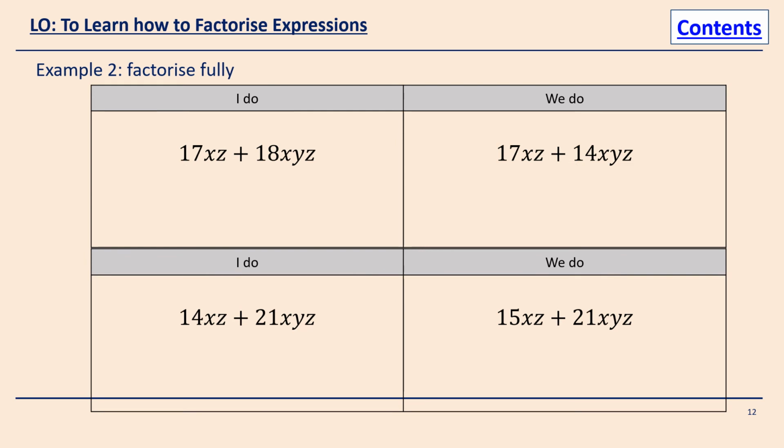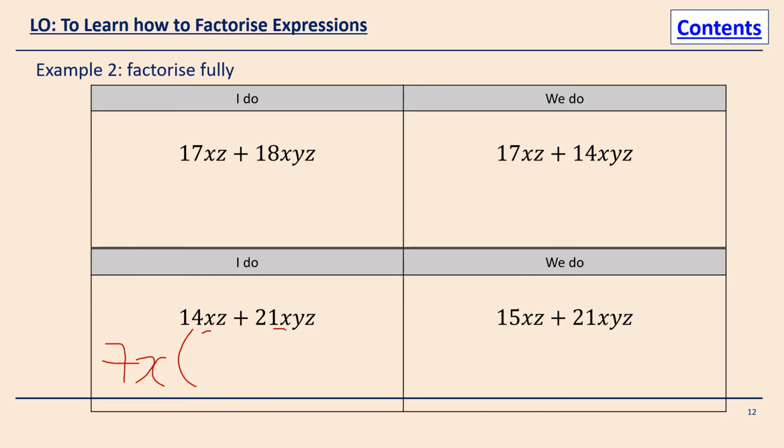So let's have a look at these ones. Let's go to the bottom ones. Okay, 14 and 21, 15 and 21. Now 14 and 21, well 7 goes into both of those, so we can put 7 to the outside for a start. We've also got x. x is in both of them, so highest common factor of 14xz and 21xyz is going to be 7x. 7x belongs in both of them.